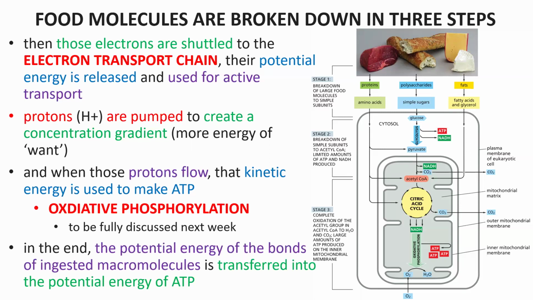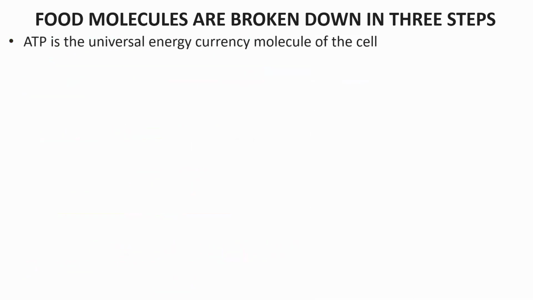So at the end of this story of cellular respiration, the potential energy from the bonds of ingested macromolecules, specifically glucose, the bonds are broken, the electrons are stolen, and that potential energy is transferred directly into the potential energy of three phosphates being stuck very close together and desperately wanting to get away from each other. That's ATP. And ATP is the universal energy currency molecule of the cell.